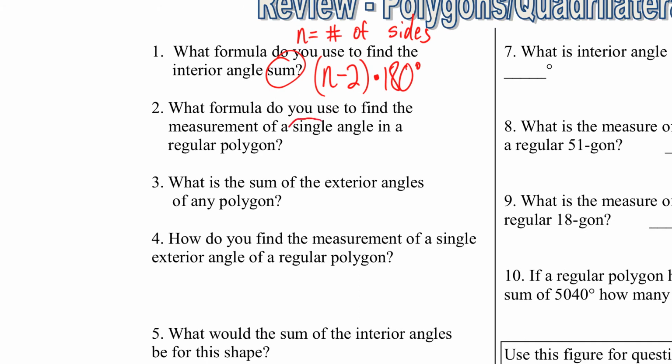Now, how do you find the measurement of a single interior angle? You do the same thing. First of all, you do the n minus 2 times 180. That gives you the total. And then you divide that, not by 2, but by the amount of sides, by n.